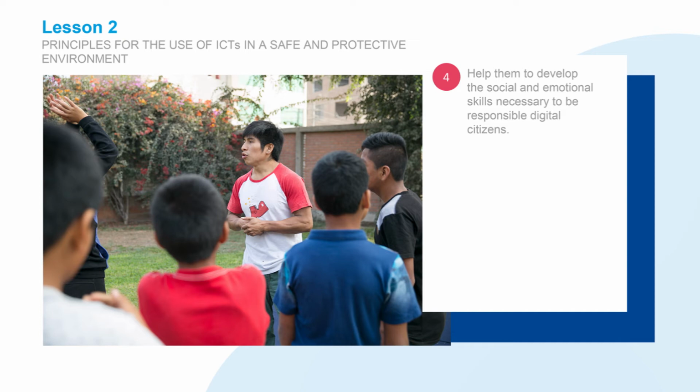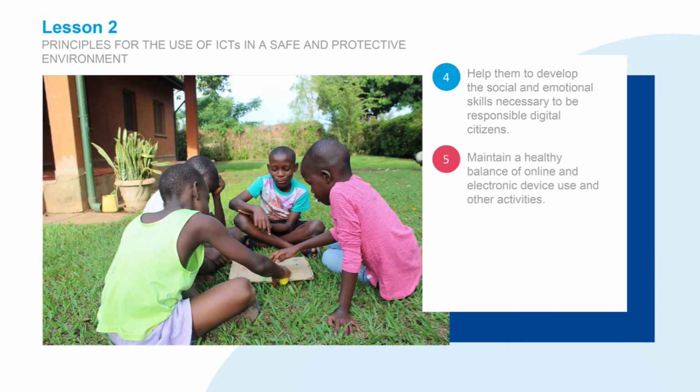4. Help them to develop the social and emotional skills necessary to be responsible digital citizens. When we consider the distance we have with other people when interacting, virtual social interactions can create a false sense of security. This can mean that when children and young people are online, they are more vulnerable to attacks from others or can become the aggressors themselves. As a result, it is critical to instill proper behavior in the network, such as respect, empathy, reflection, critical thinking, responsible behavior, and resilience.